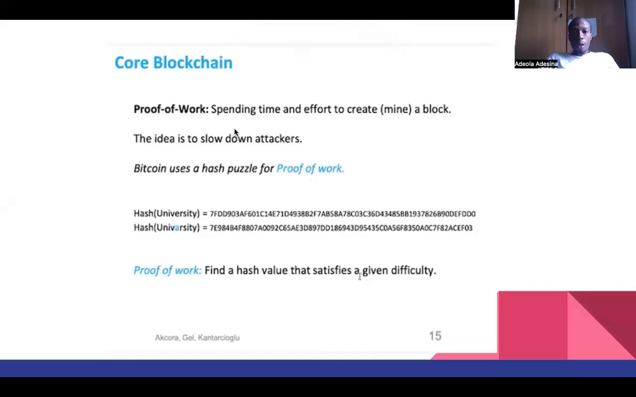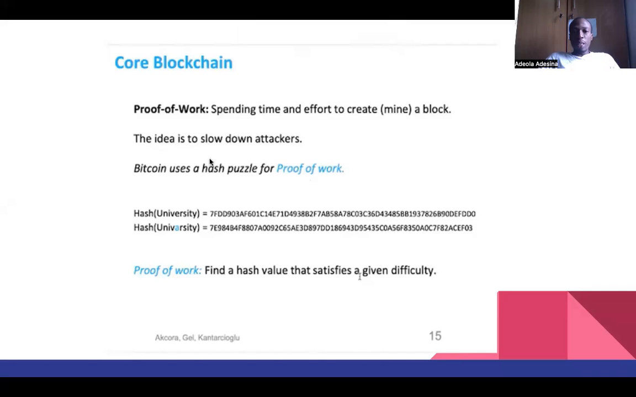The proof of work is about miners spending time and effort to mine or create a block, right? The idea of proof of work is to slow down attackers, right? Because Nakamoto probably envisaged that people will come in and will try to game the system. He probably envisaged that people will come in and try to bring down the blockchain or try to cheat or try to hack Bitcoin, right?